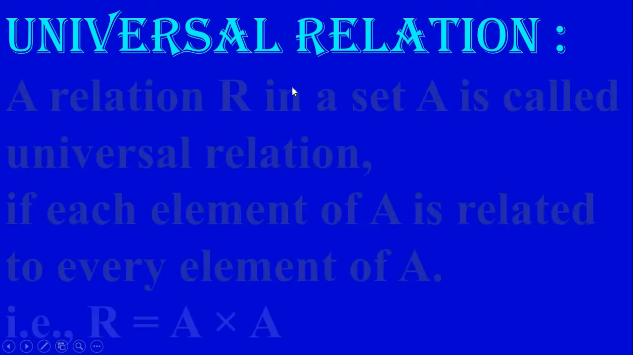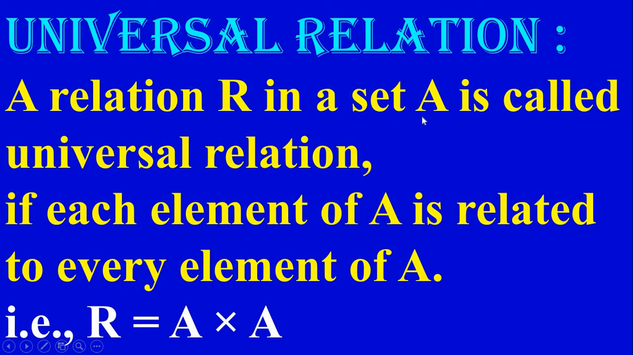So we see definition. What is universal relation? A relation R in a set A is called universal relation if each element of A is related to every element of A, that is R equal to A cross A. Here every element is related to other element and itself also. Here R is same as A cross A. So this is called universal relation.